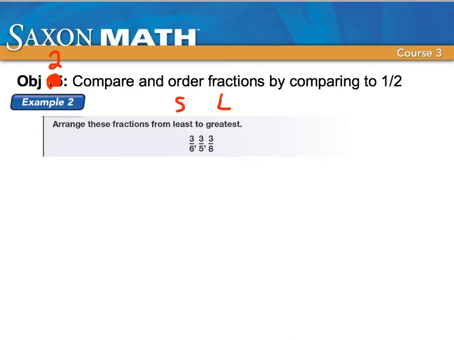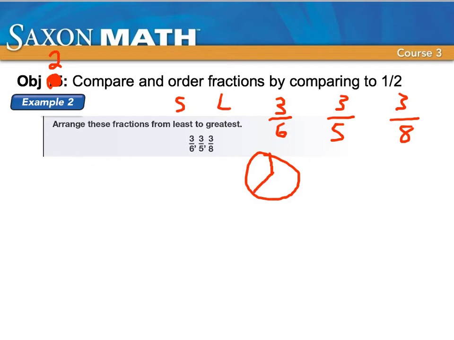Now I'm going to show you how to do this with a picture and without a picture. So let's do it with the picture first. My 3/6 is here, my 3/5 is here, and my 3/8 is here. And here's my pictures. 3/6. If I divide this into 6 pieces, trying to be equal here, here's 3/6 of them.